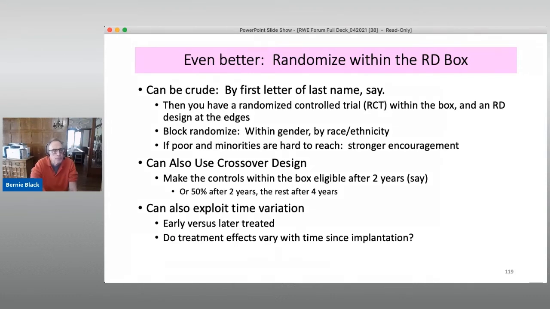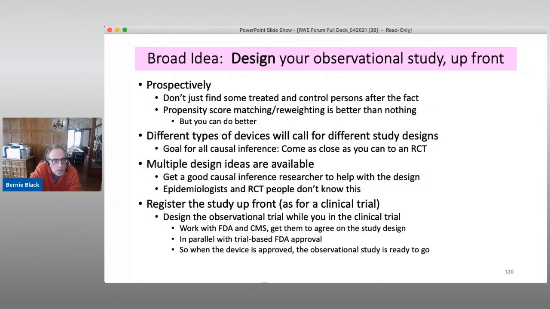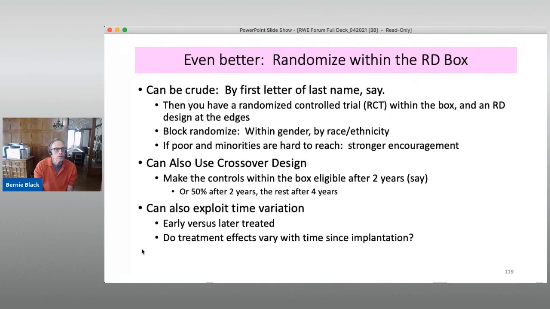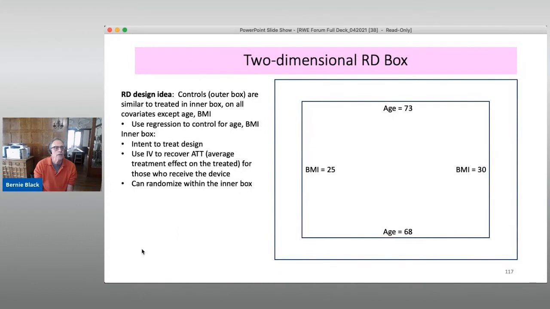Next slide. So somehow I had a picture with a box on it, and that's missing here. What happened to that? Can you go back a couple of slides? Yeah, you skipped over that. This is the RD box, okay?